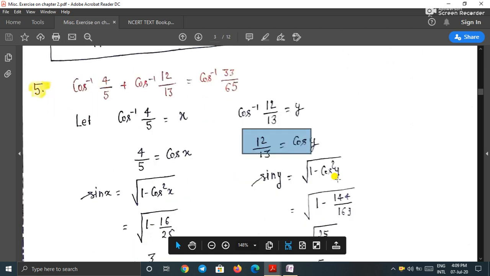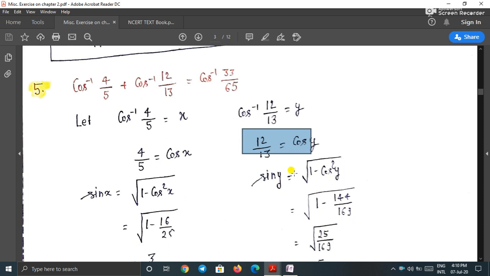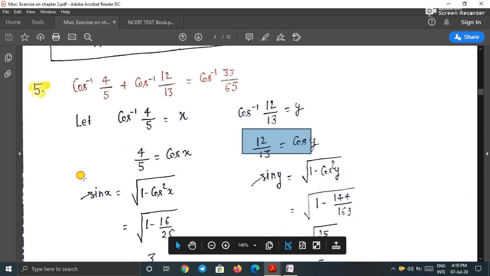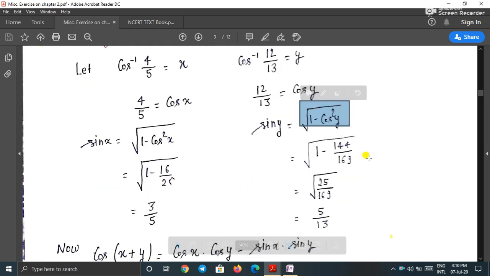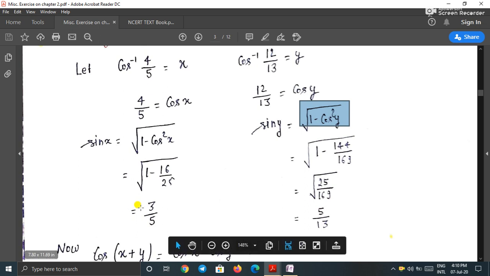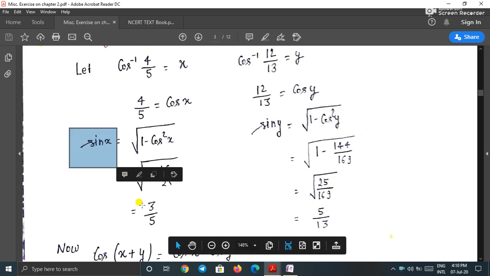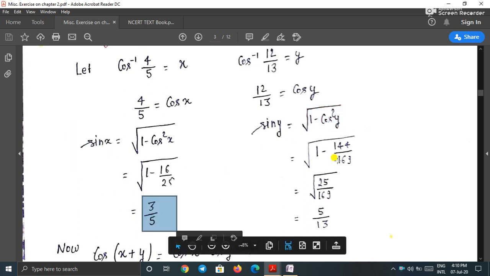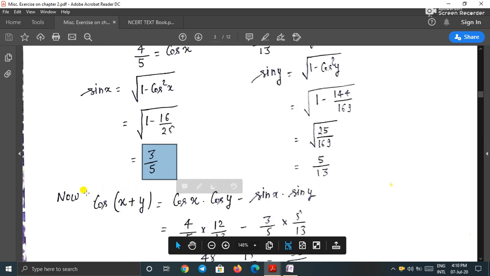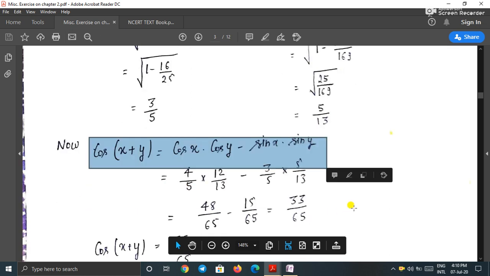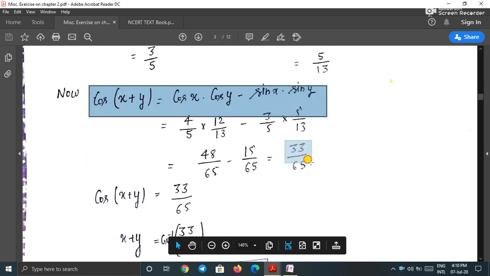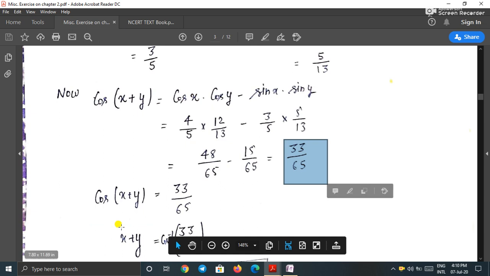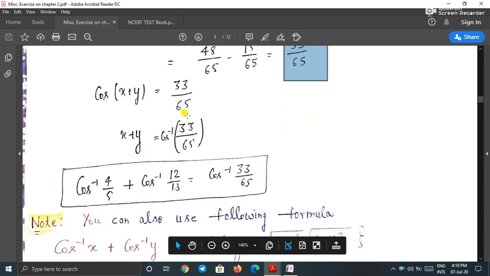Because we have to apply the formula of cos x plus y, we should find the value of sin x and sin y. So sin x is equal to under root 1 minus cos square x and sin y is equal to under root 1 minus cos square y. Simply put the value. The value of sin x is 3 upon 5 and the value of sin y is 5 upon 13. Now apply the formula of cos x plus y. You will get the value 33 upon 65. So x plus y is equal to cos inverse 33 upon 65.